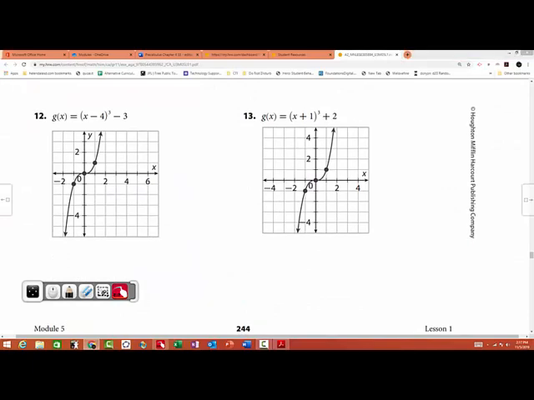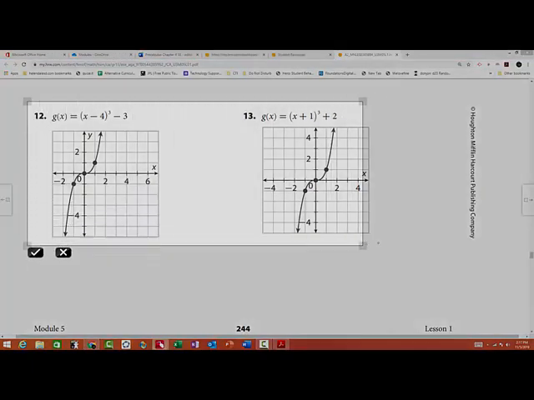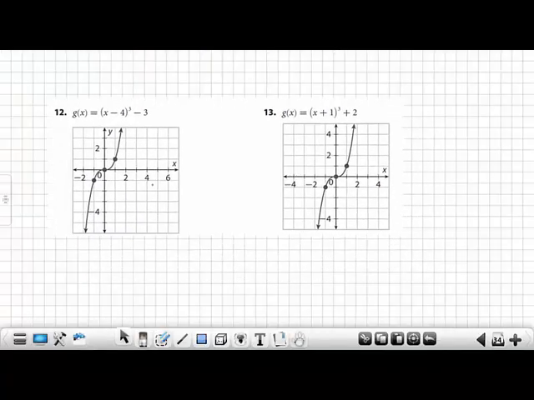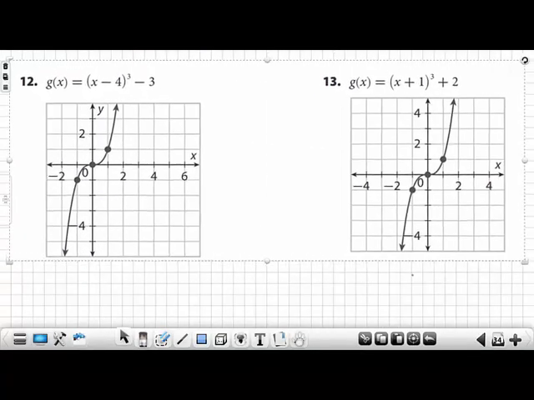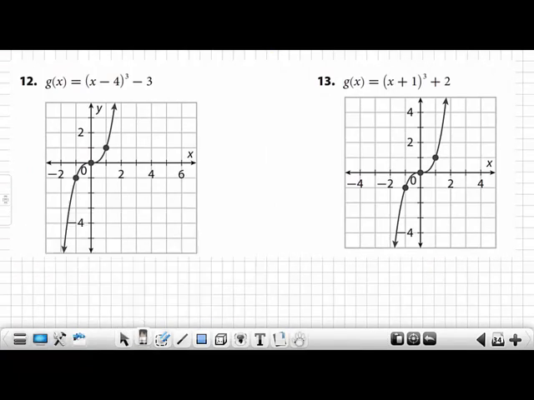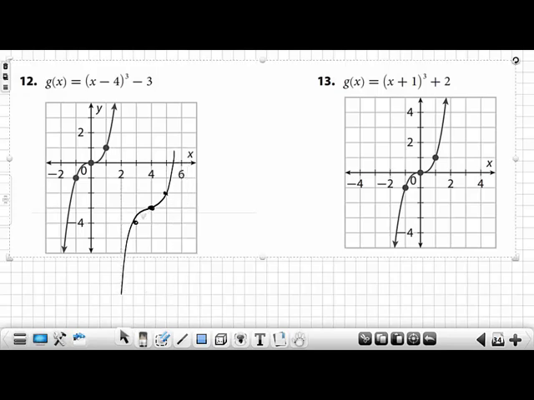12 and 13, even easier. Because there are no stretching or compressing, so this one's pretty quick and basic. It just moves the center. The center here is going to be 4, -3. And then I go right one, up one, left one, down one. And I make my curve. My center is -1, 2. And I make my curve.